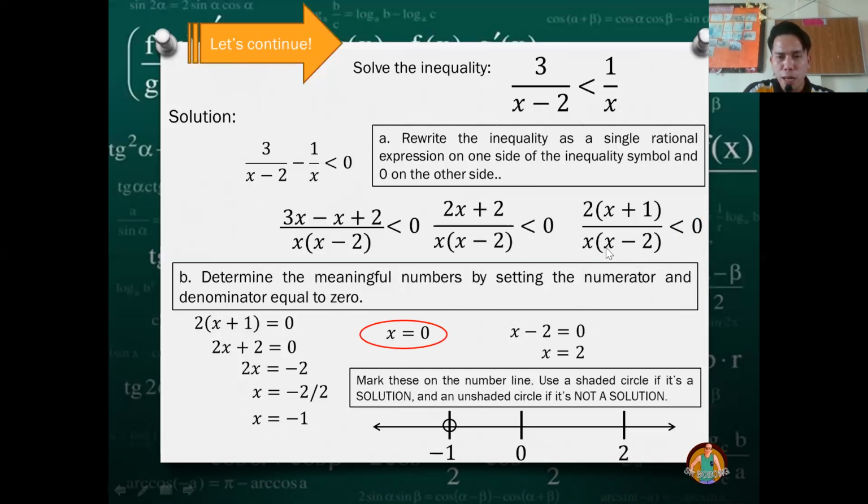So sa denominator pa lang, kapag pinalitan mo ng 0, yung denominator niya magiging 0. At kapag 0 yung denominator, magiging undefined. Therefore, it is not part of the solution. So 0 is not part of the solution. So unshaded circle pa rin.